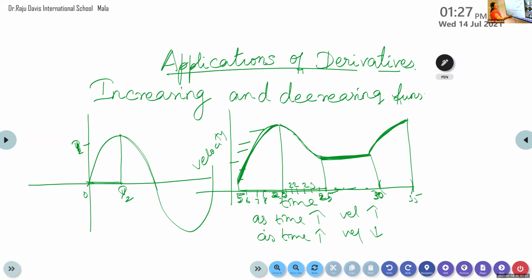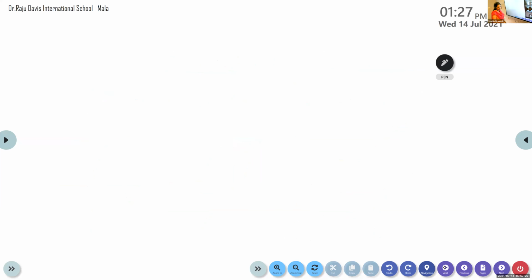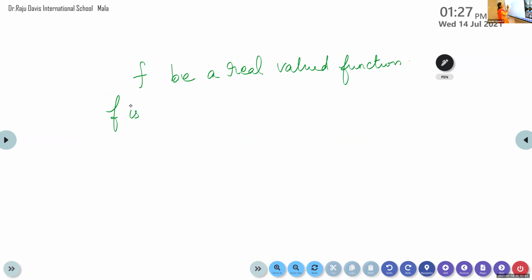As we wrote here, now we are going to generalize it. Listen, children, suppose f is a real valued function. Don't write yet, first listen. You can mark all these points in your textbook if you want. You can write the notes afterwards, first listen. Suppose f is a real valued function. f is said to be an increasing function. We can say f is an increasing function.